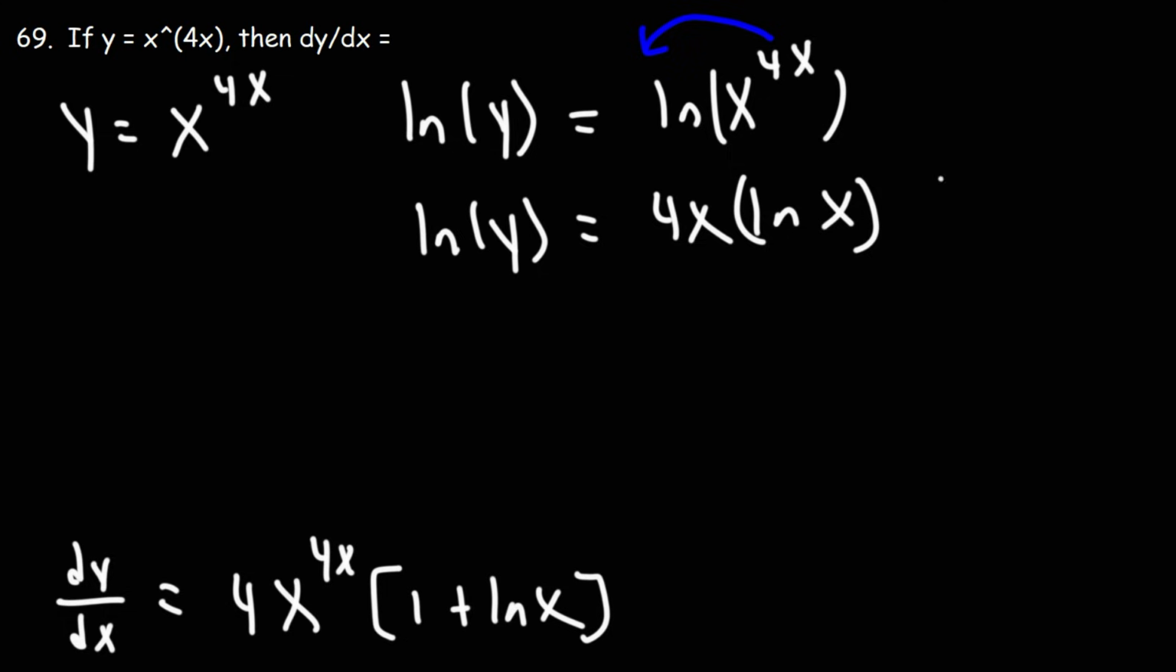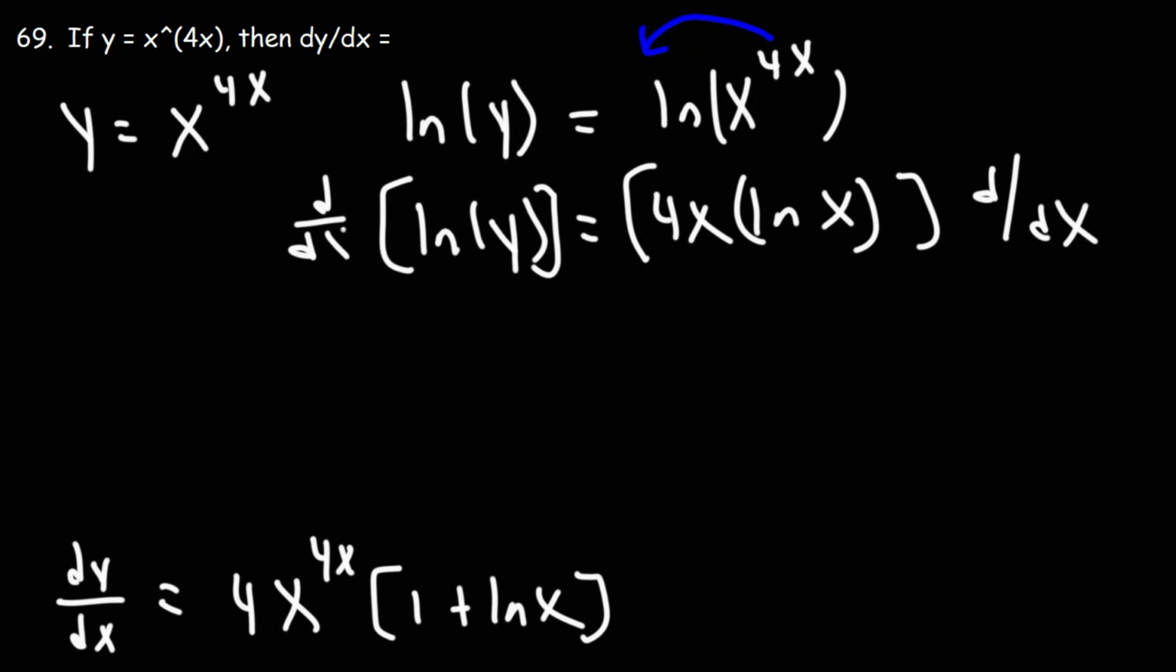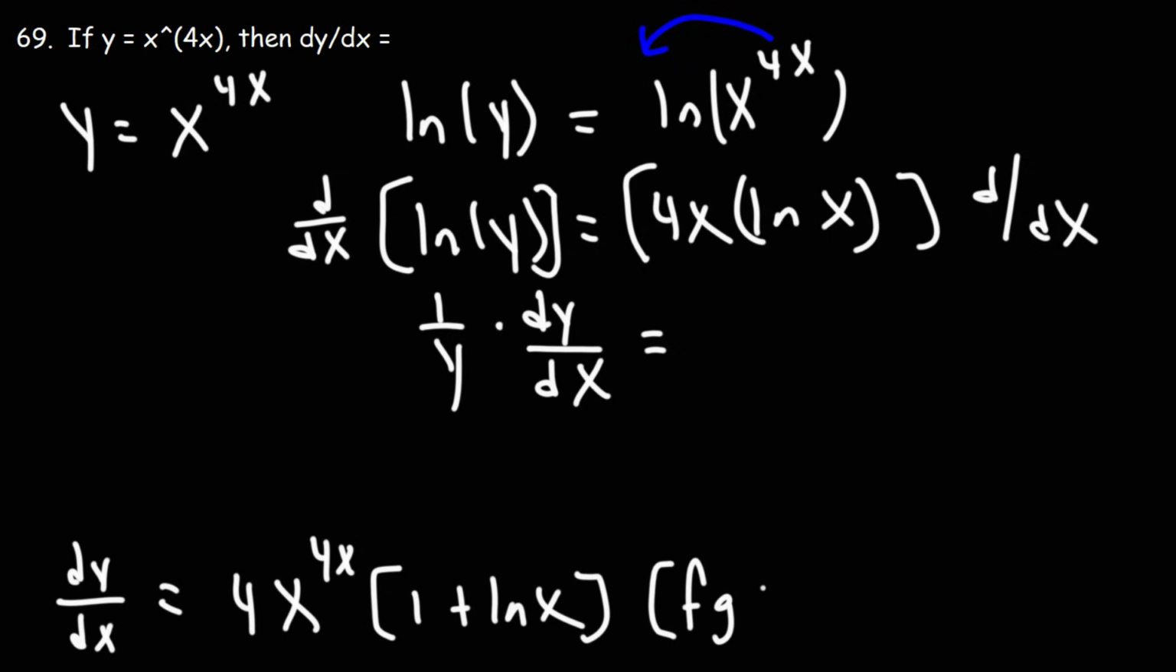Now, we want to differentiate both sides of the equation with respect to x. Now, we know that the derivative of ln x is 1 over x. The derivative of ln y with respect to x will be 1 over y, but times dy/dx. So we're doing implicit differentiation here, along with logarithmic differentiation. Over here, we need to use the product rule. Now remember, the derivative of f times g is f prime g plus f g prime.